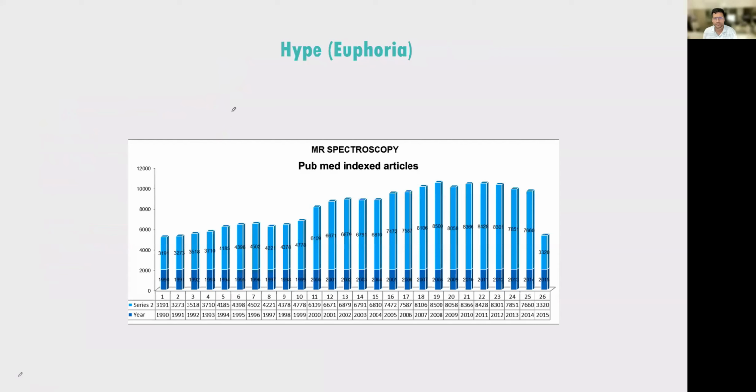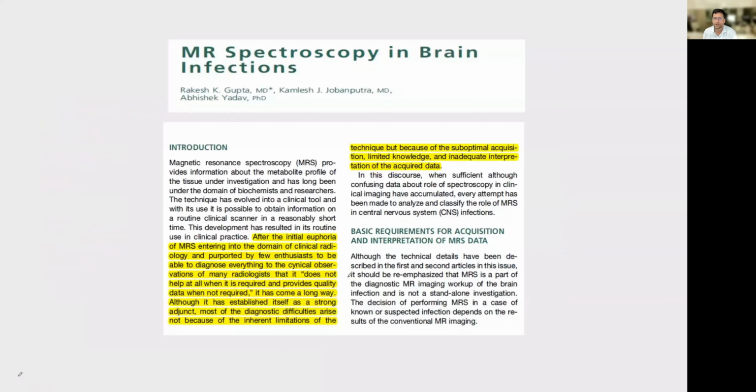Initially, there was a lot of hype. Around 1990, MR spectroscopy came, and there was so much hype, with many PubMed articles published around 2005 to 2009. Then there is a sudden dip around 2015. This is where I have taken the lecture: why was there a dip in 2015 and 2016? It was because of lack of awareness and not following the proper techniques. People started not using MR spectroscopy anymore. It is definitely useful when you do it correctly.